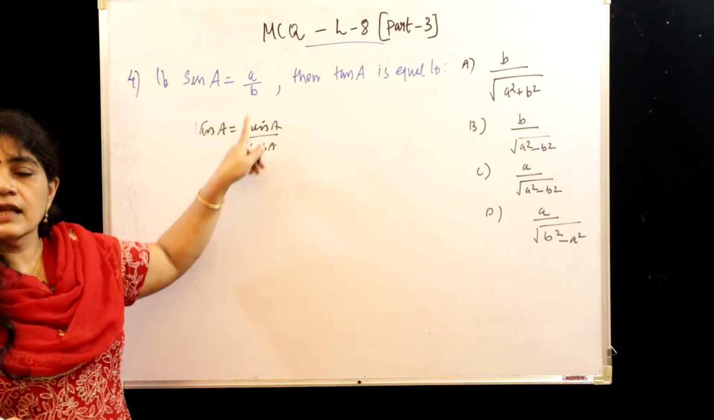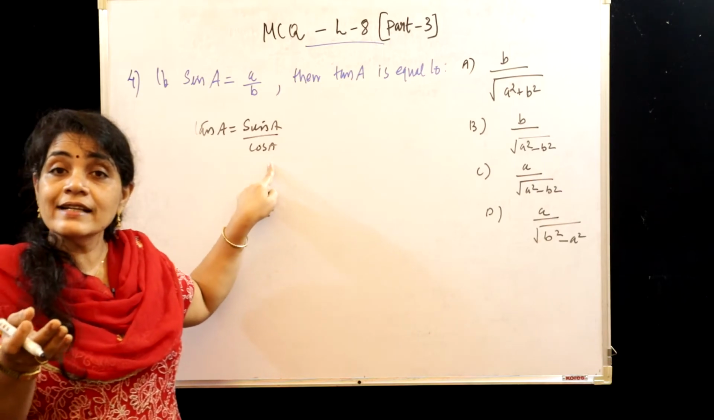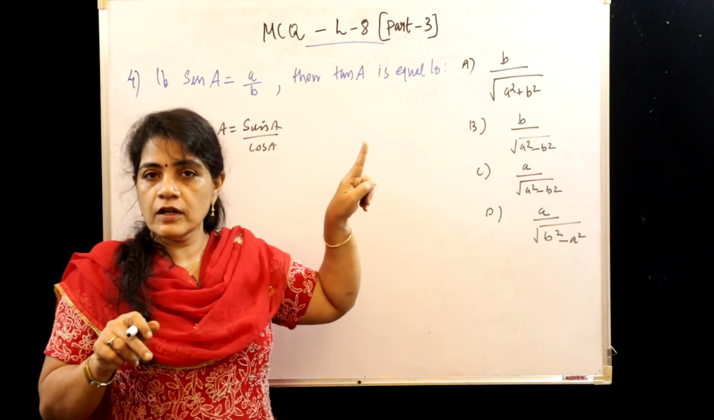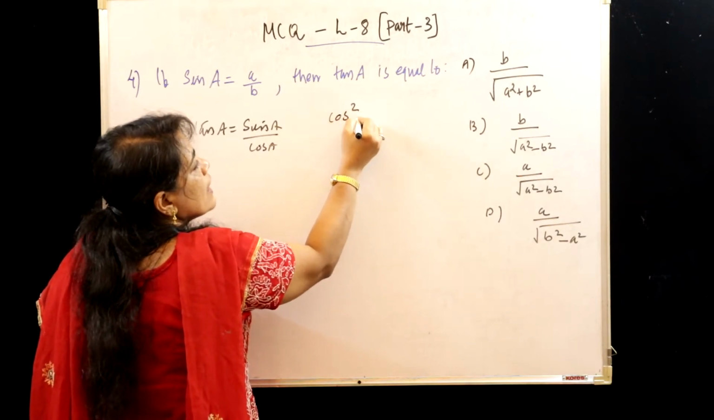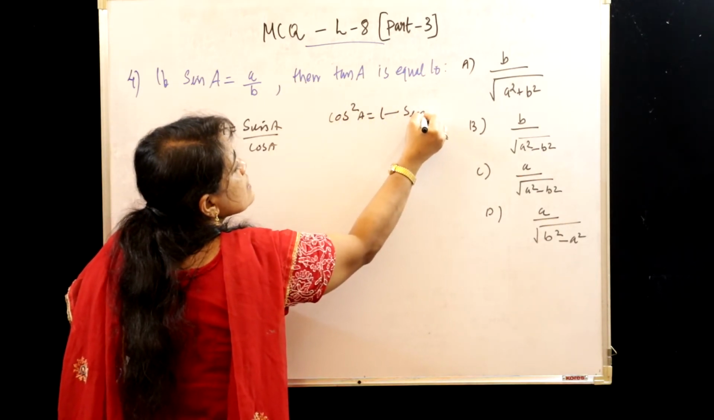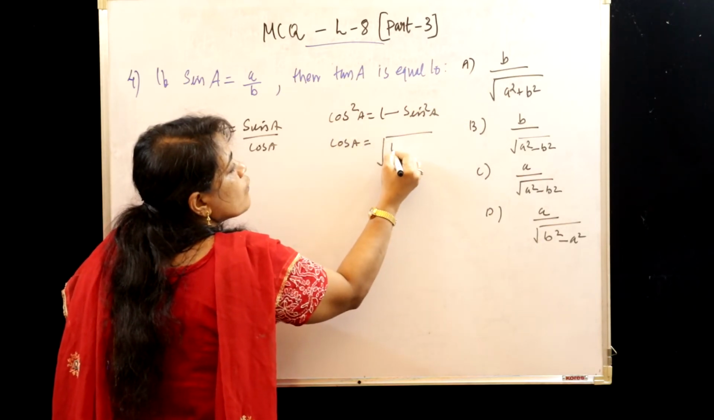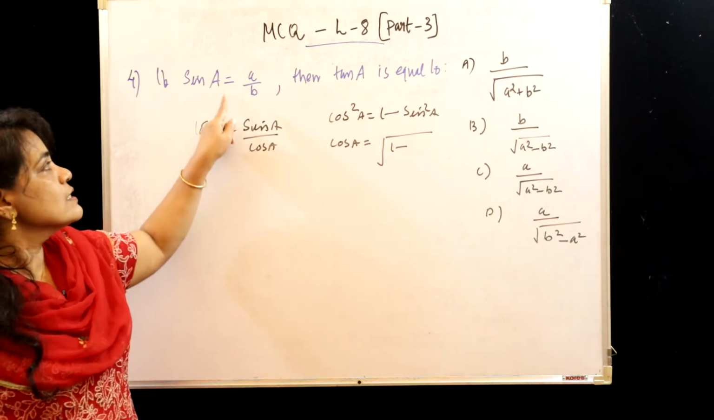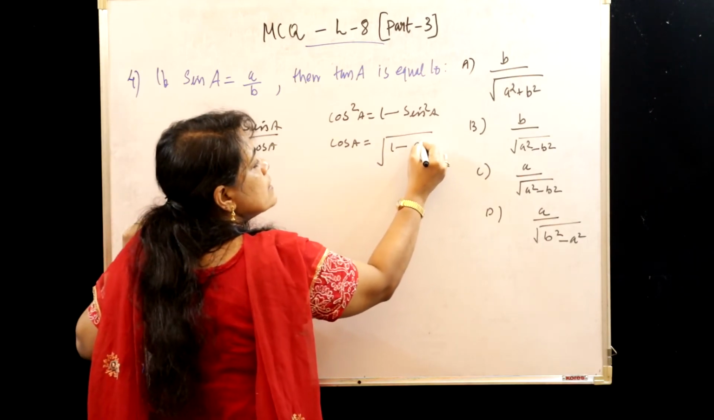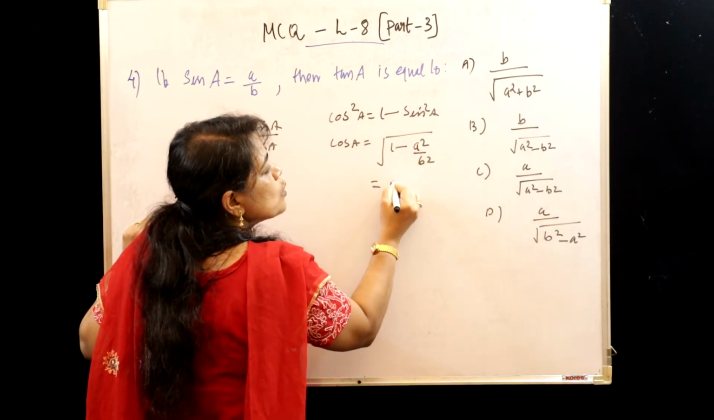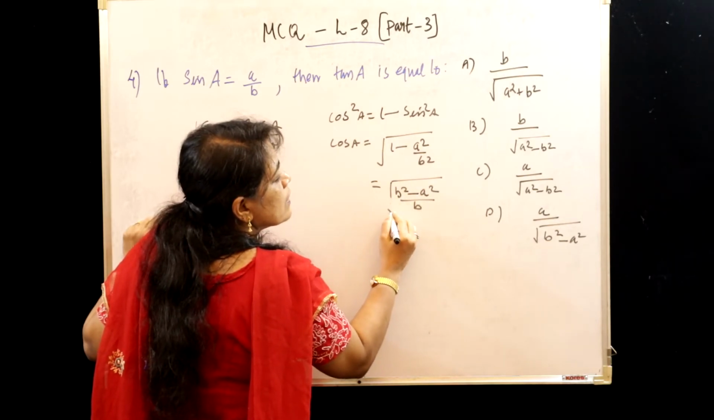We know sin A is given as A by B, and we should get cos A in terms of sin. From the first identity, cos square A equals 1 minus sin square A. So cos A equals root of 1 minus sin square A. What is sin A? A by B. So sin square A is A square by B square. That means root of (B square minus A square) by B square.